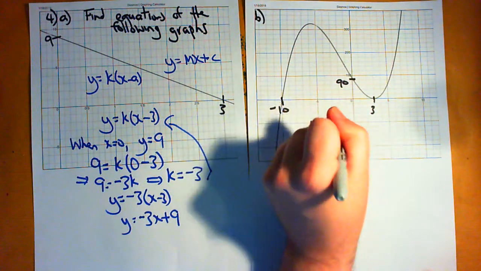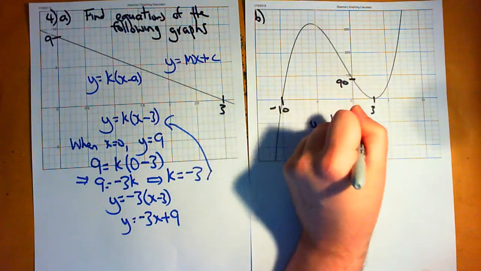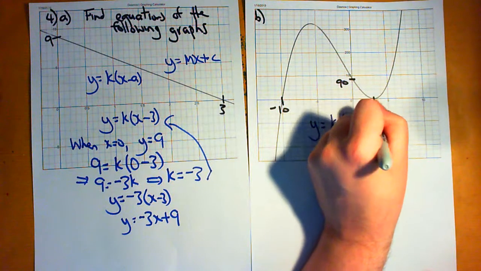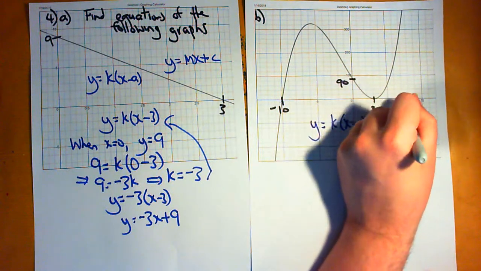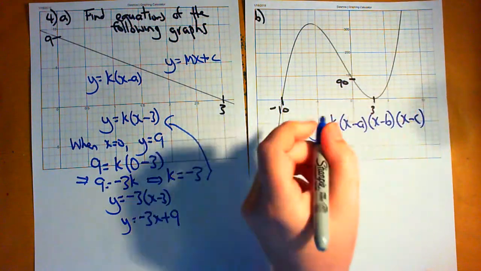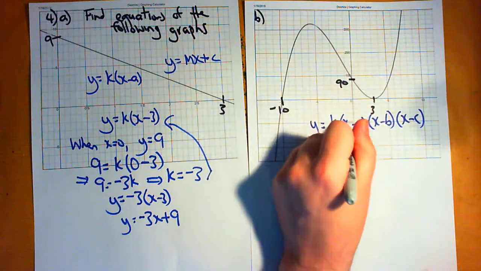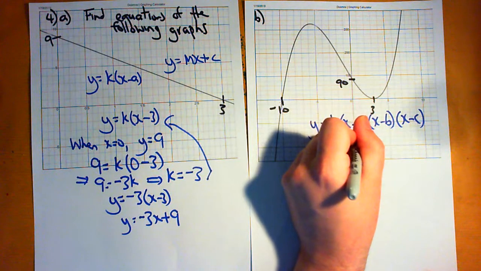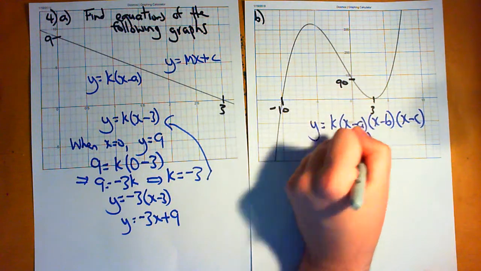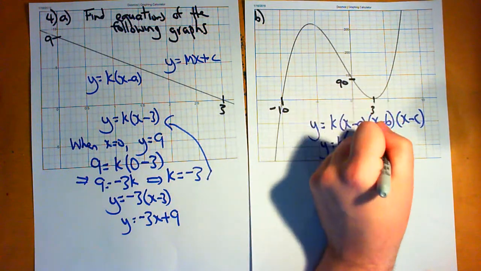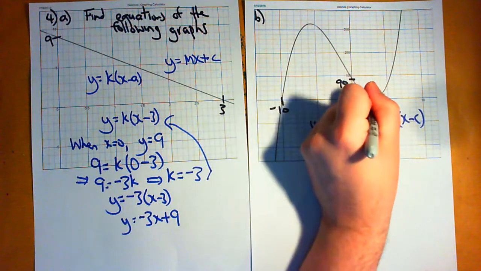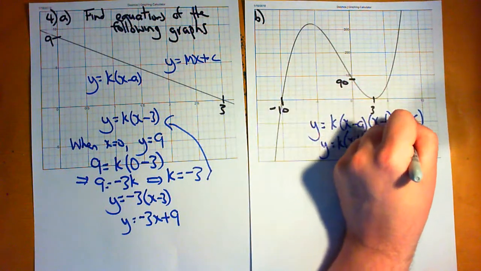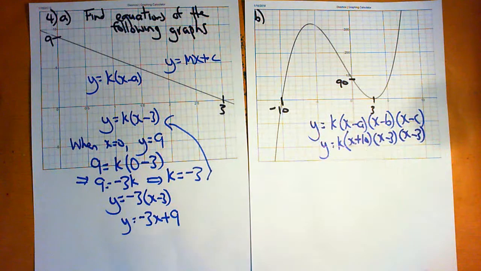So it's a cubic, so y is k times (x minus a)(x minus b)(x minus c), and y equals k(x minus, well, a is negative 10, so this is x minus negative 10, which is x plus 10), b is 3, and because it's turning right on this line, we count that intercept twice, so c is 3 as well.